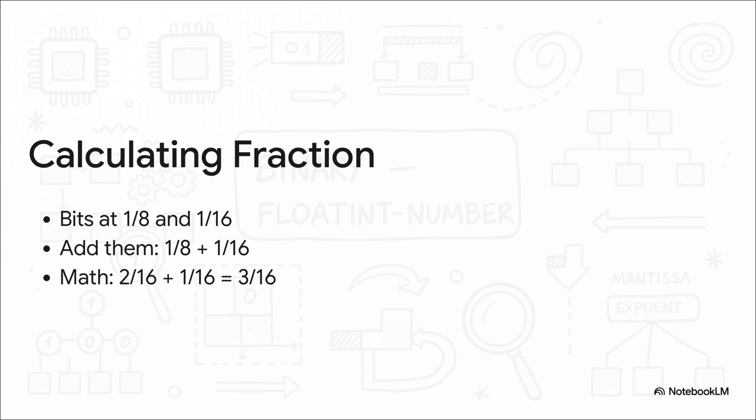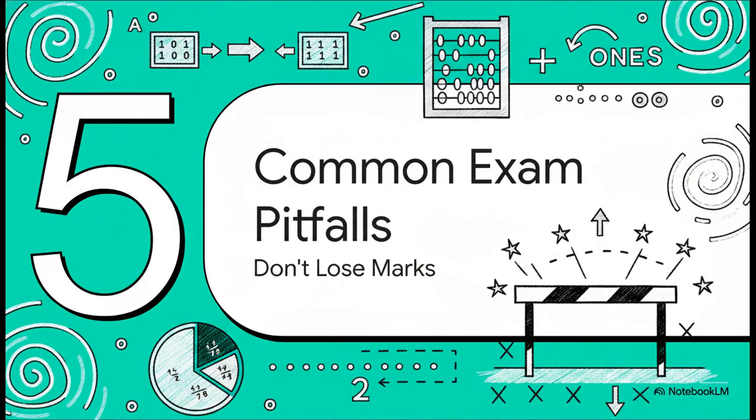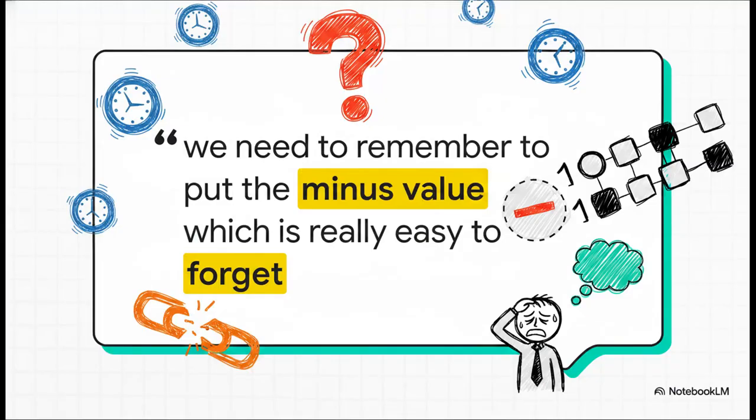Oh, and as a quick mental practice example, if your exponent happened to be 0, you wouldn't shift at all. You just apply the negative sign and decode the fractions right where they sit. Part 5. Common exam pitfalls. You've done all the hard work. You successfully flipped the bits, added the ones, shifted the decimal, and even did the fraction math.